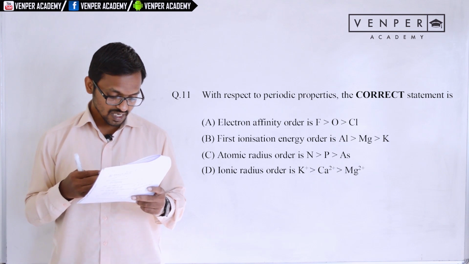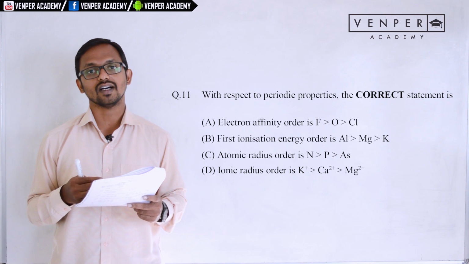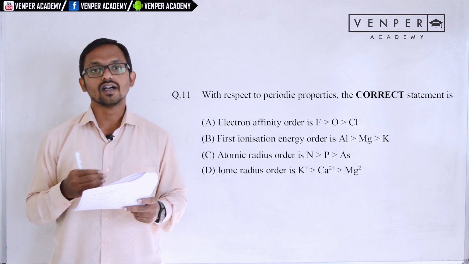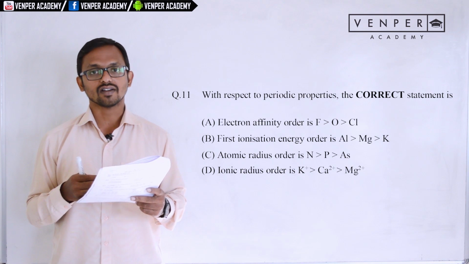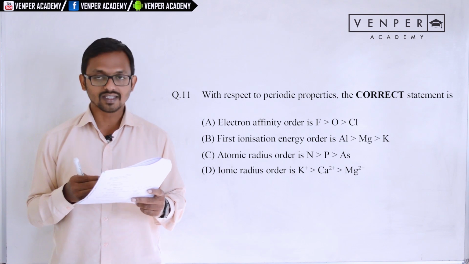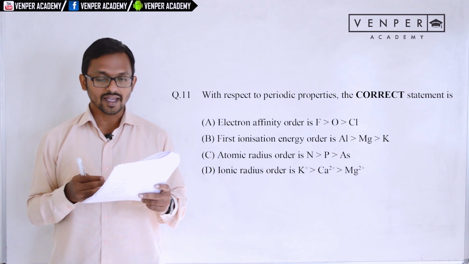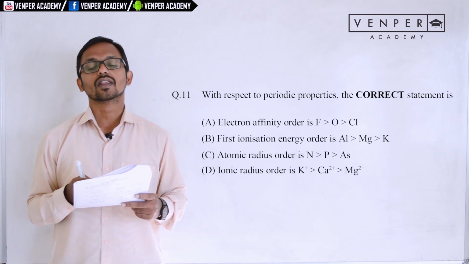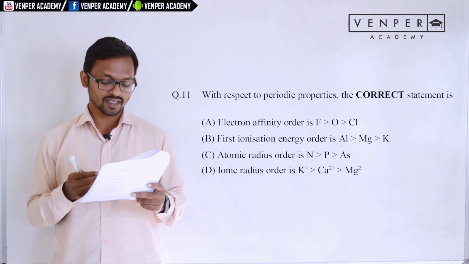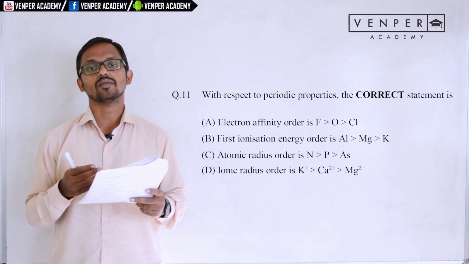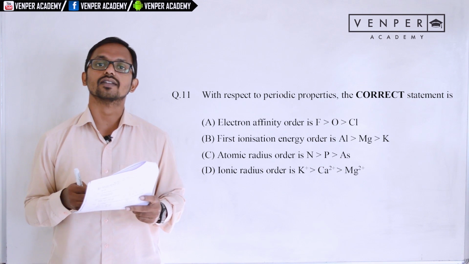And for option C, the atomic radius order is nitrogen greater than phosphorus greater than arsenic, and the correct one is arsenic greater than phosphorus greater than nitrogen. So all these three are wrong options and option D is the correct answer. And here we can also say size is inversely proportional to the atomic number. So when the atomic number increases, size decreases, or when the size increases, atomic number decreases, which is an inverse relation. So option D is the correct answer.